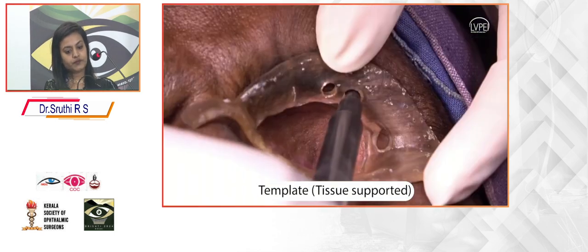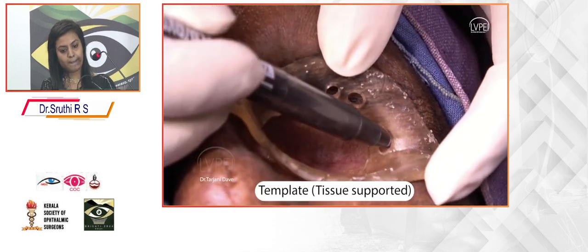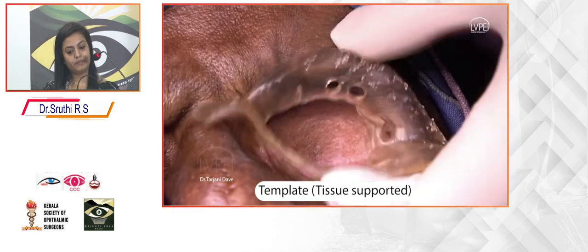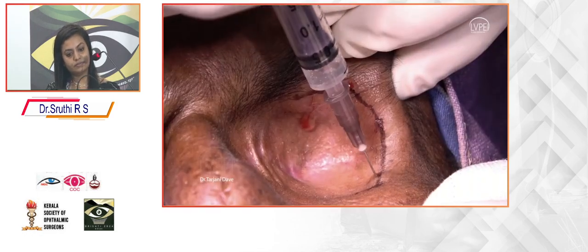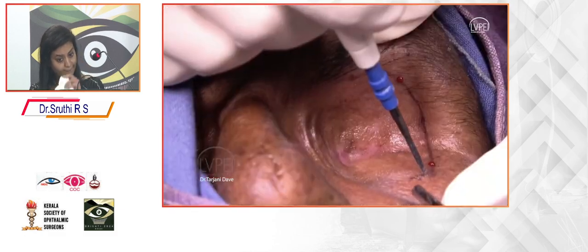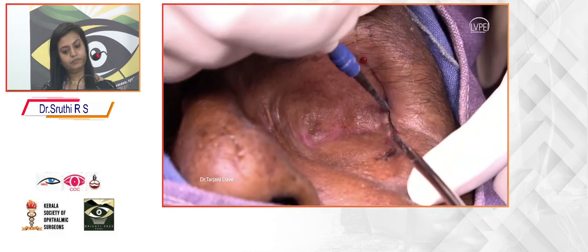Let us move on to osseointegrated step 1. With the help of a soft tissue template, the skin marking is made and joined together. Local anesthetic agent is infiltrated subcutaneously. Skin incision is made with a radiofrequency cautery.